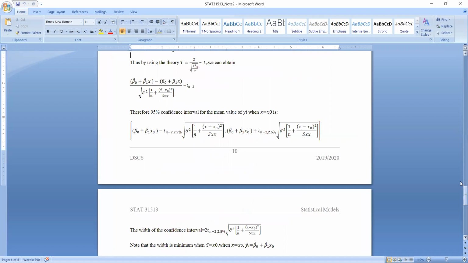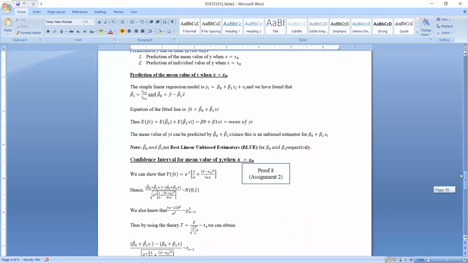So if you take the equation of this fitted line, we can take the expected value of this equation, right? So if you take the expected value of yi hat, you have to take the expected value of the term which is on your right hand side. That is, you have to take the expected value of beta naught hat plus beta 1 hat into xi. So when you take the expected value, you can take the expected value of beta naught hat plus the expected value of beta 1 hat into xi.